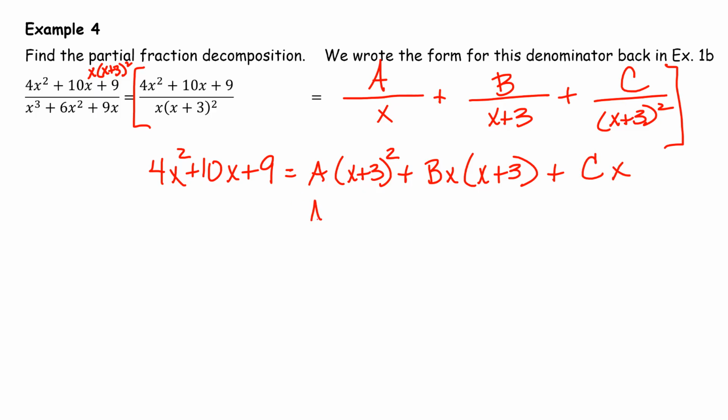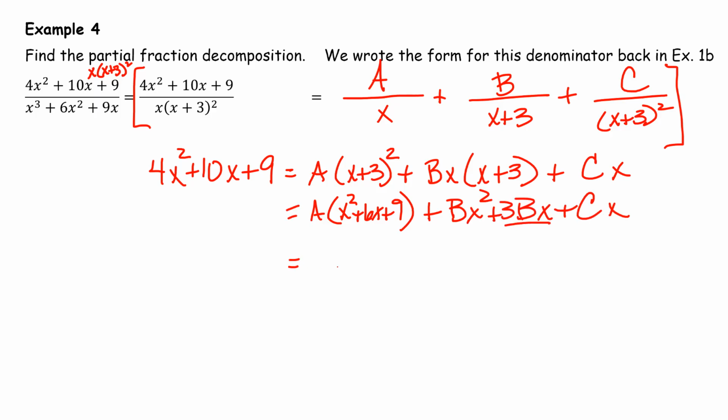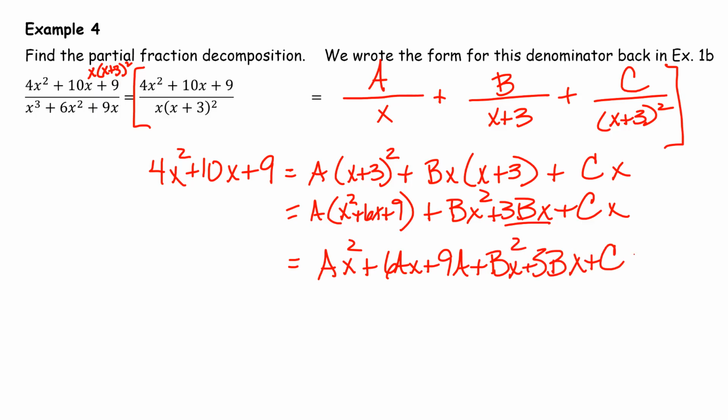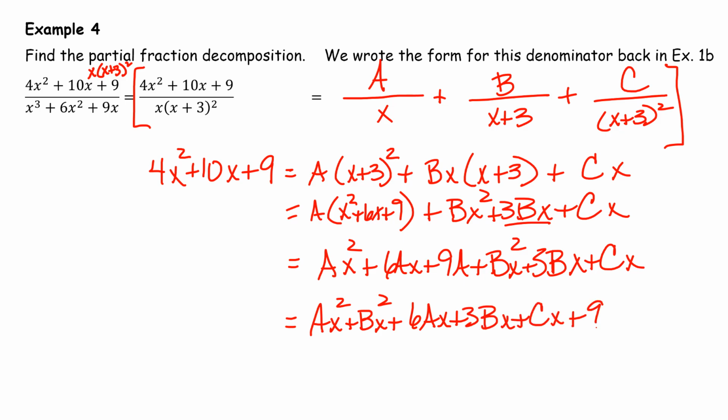Now, we're going to multiply it out. So A times (x squared plus 6x plus 9) plus Bx squared plus 3Bx plus Cx. Okay, if we multiply that out, we're going to have Ax squared plus 6Ax plus 9A plus Bx squared plus 3Bx plus Cx. And now I'm going to get all my like terms together. So I'll have Ax squared plus Bx squared plus 6Ax plus 3Bx plus Cx plus 9A.